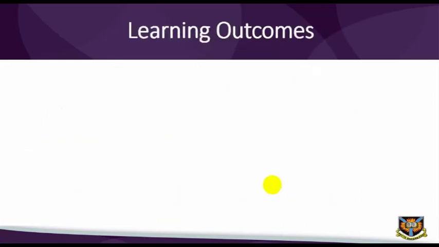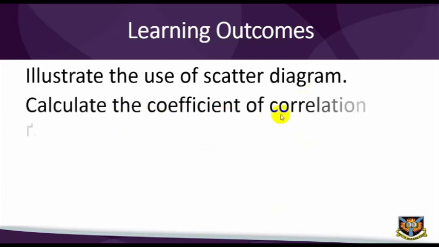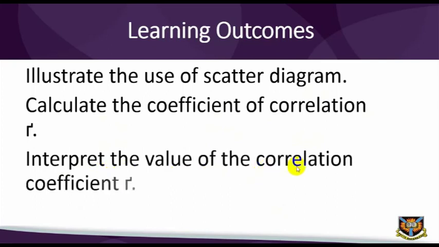Objectives. After studying this lecture, you should be able to: 1. Illustrate the use of scatter diagram. 2. Calculate the coefficient of correlation R. 3. Interpret the value of the correlation coefficient R.